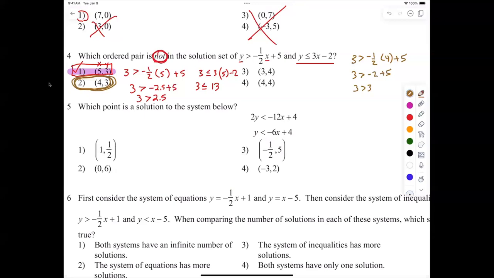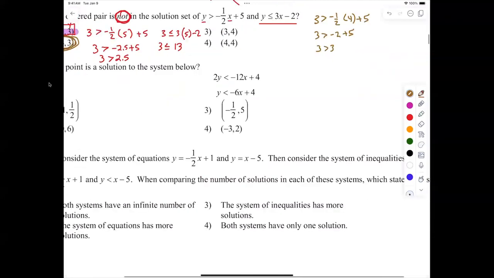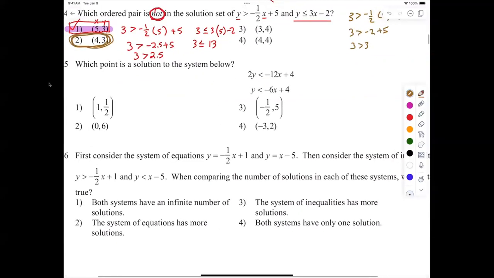Now, for the next one, I'm going to work it with you. Does everybody agree I can just divide everything by 2? Make it a little bit easier, right? So the first equation would be y is less than negative 6x plus 2. Do we agree with that? Now, this one is just which point is a solution. So let's try 1 and 1/2.